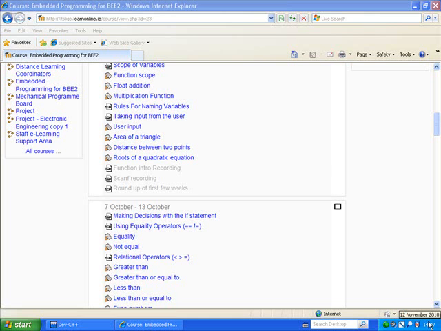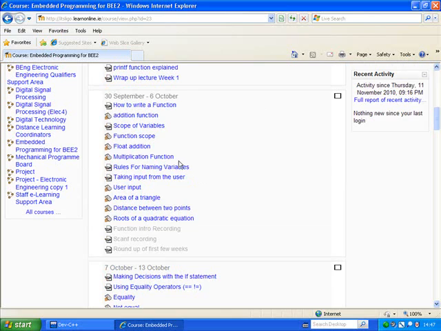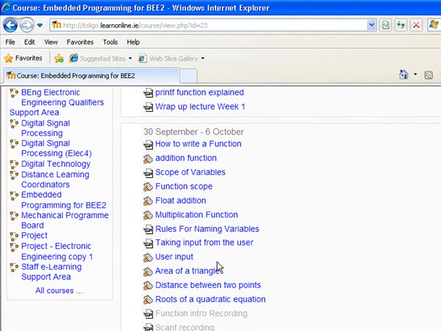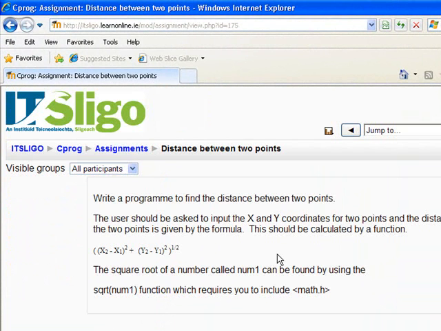Right, so I'm going to do a wrap-up lecture on the second week here, and we're really going to look at only two of the problems, and that's the distance between 2 points and the roots of the quadratic equation. So we're going to start with the distance between 2 points.